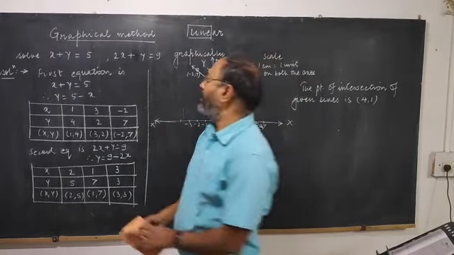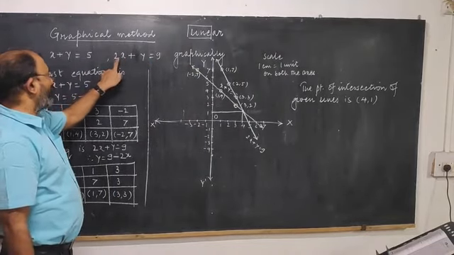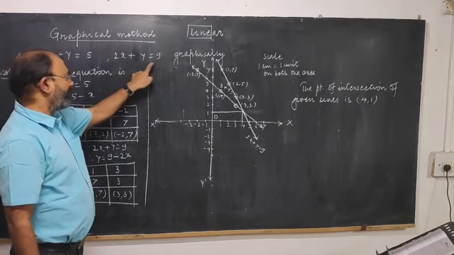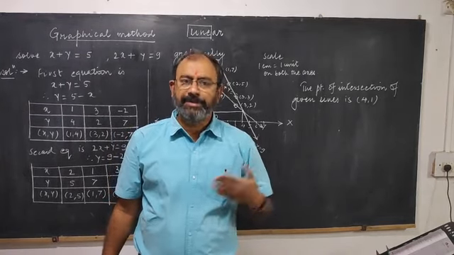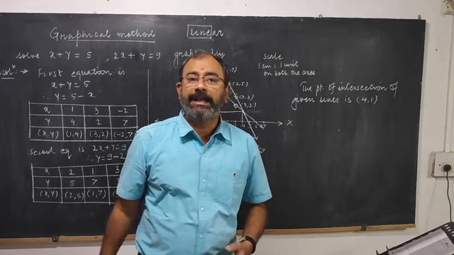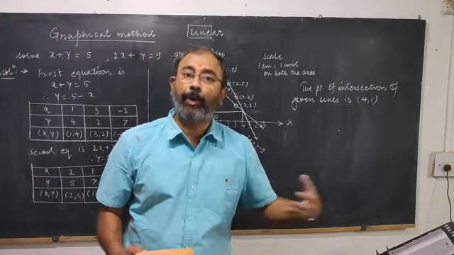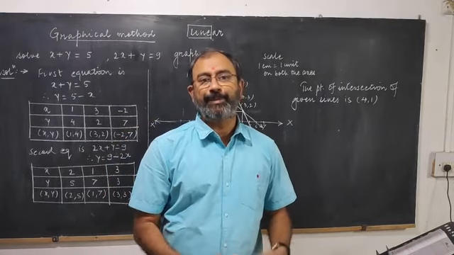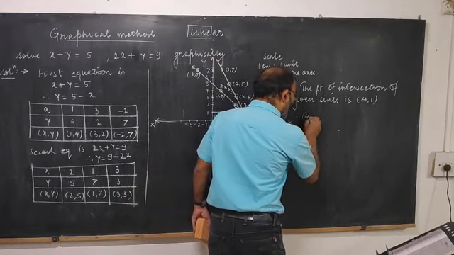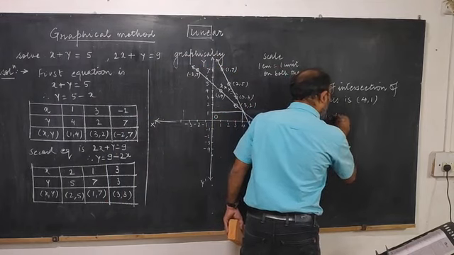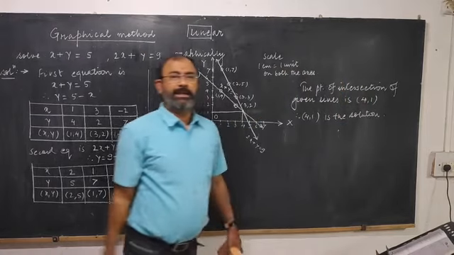You can check. If I put x is equal to 4 and y is equal to 1, 4 2s are 8, 8 plus 1, 9. So the point of intersection gives you the solution. In the reverse way, we can say that the solution of the two linear equations is the point of intersection of the lines represented by them. So the final answer I am going to write: therefore, (4, 1) is the solution.